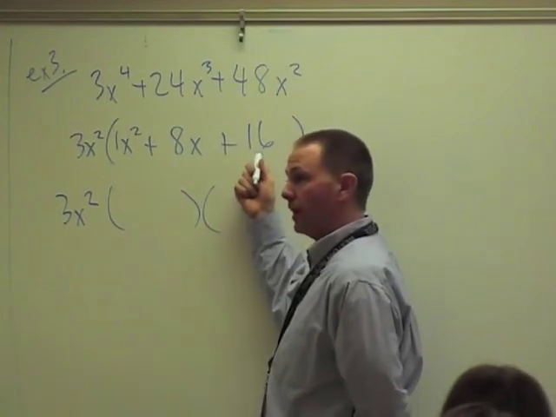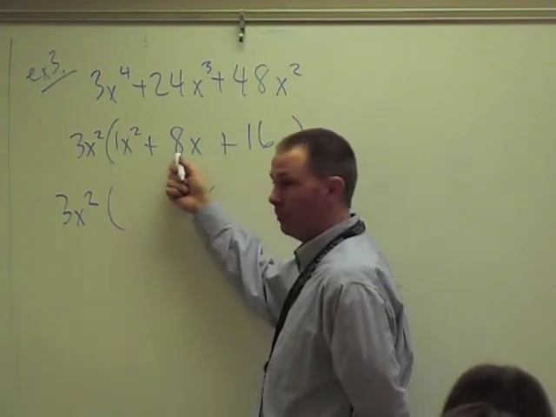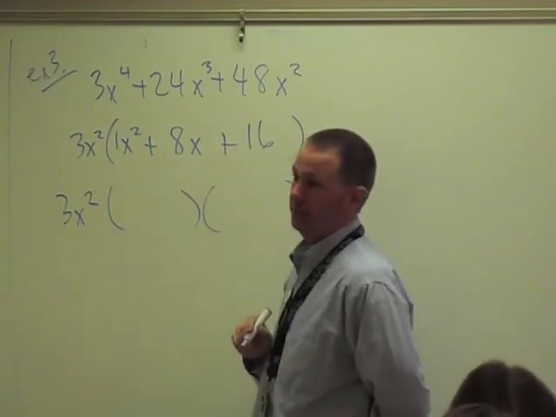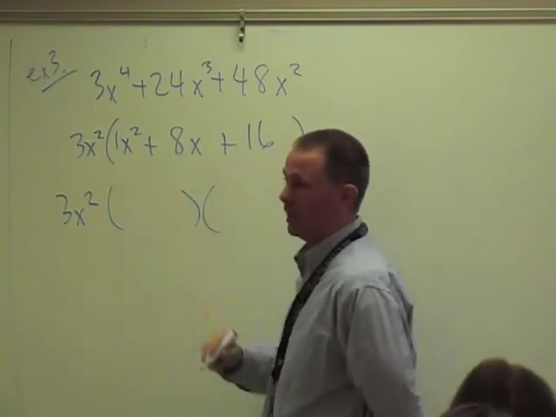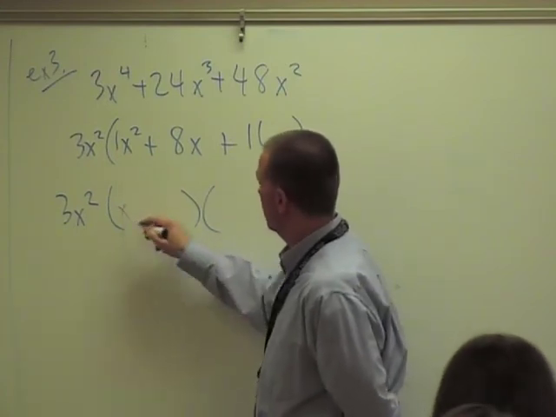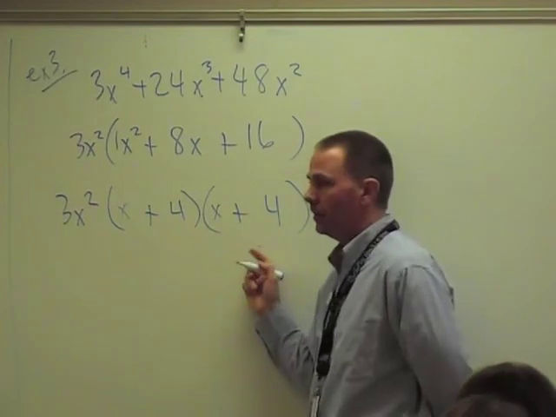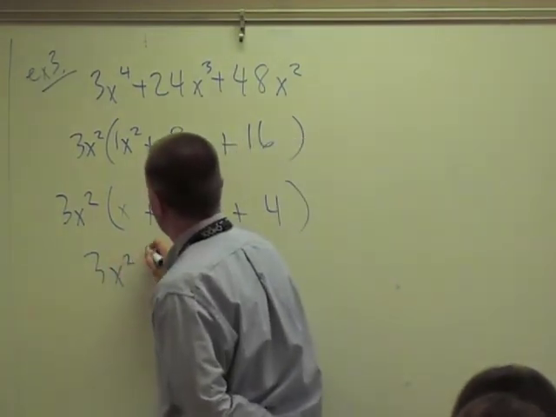All you have to do is find factors of 16 that add up to b and multiply together to give me c. So what factors of 16 will add up to 8? That's right. Oh, wait a second. What do you notice about that? They're the same. So technically your answer should look like this.